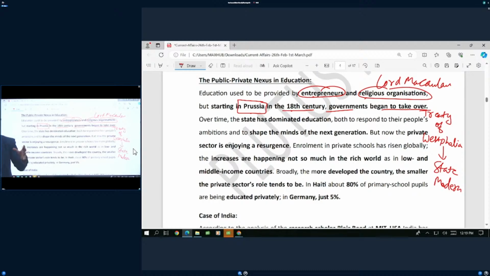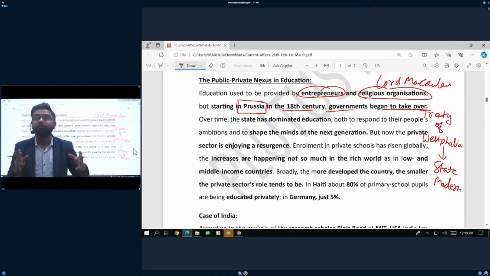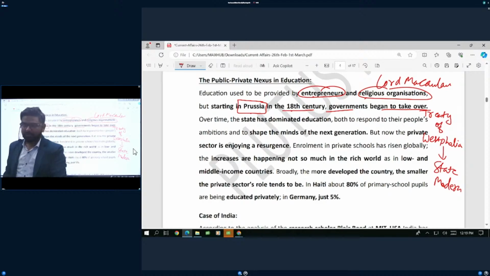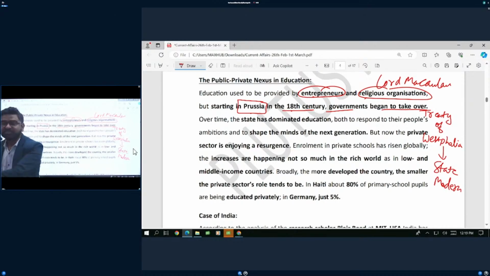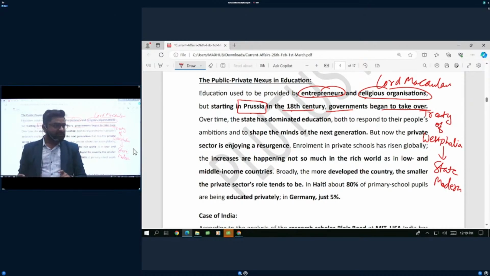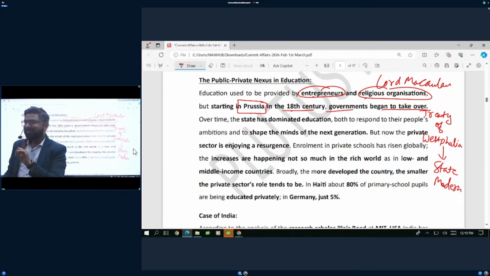Before that, the government did not take so much interest in education. Education was always left to private entrepreneurship. For example, in India, Takshashila and Nalanda were not government organizations; they were private entrepreneurship. Nalanda and Takshashila were both associated with Buddhism, particularly Nalanda. So Buddhists started Nalanda, which is known as the world's first residential university.